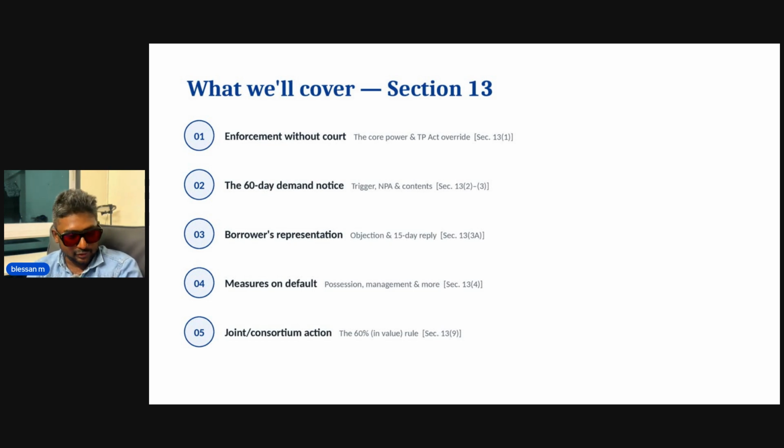Then what are the measures on default that could be taken by the bank or financial institution? And what is the remedy in joint or consortium actions? So joint or consortium actions are another unique topic where multiple banks come together to fund a borrower or a project. Then if it fails or if they default, how would they actually enforce the security interest?